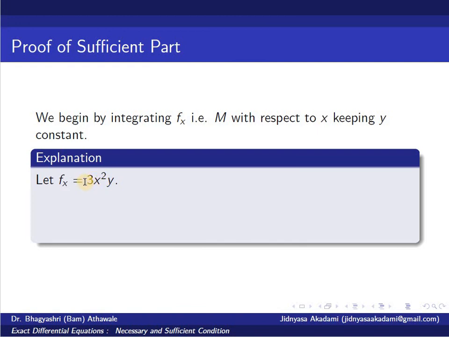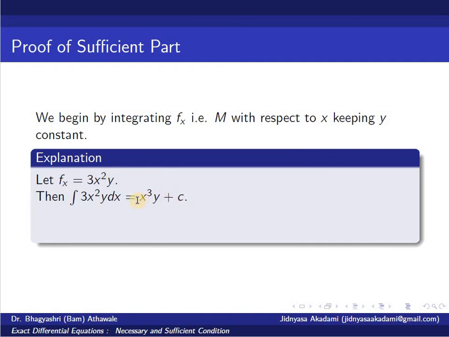For example, consider that for some unknown function f, its partial derivative with respect to x is 3x²y. That means I want to determine f such that fx is equal to 3x²y. Obviously, f must contain the term x³y, because partial derivative of x³y is 3x²y, and that is integration of 3x²y with respect to x. But since we are integrating it, we add constant of integration, that is c, because if I differentiate this, I get my original function back because derivative of c is 0.